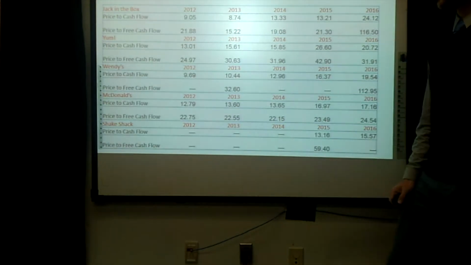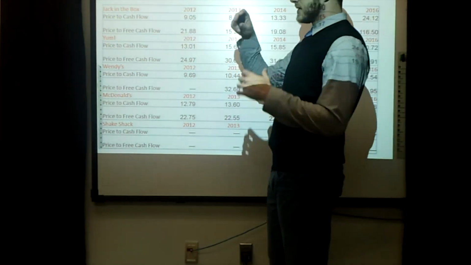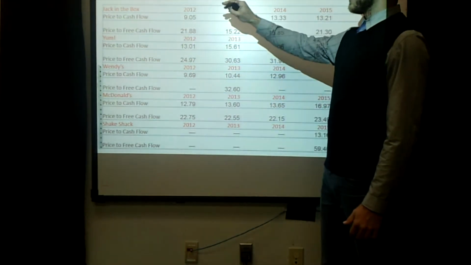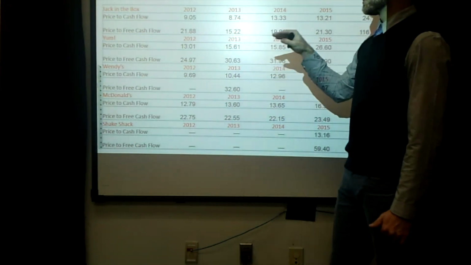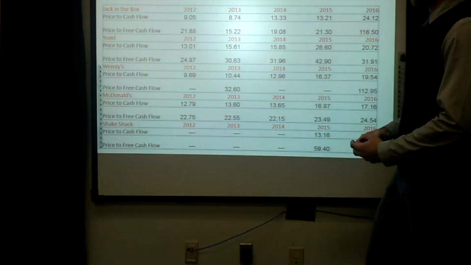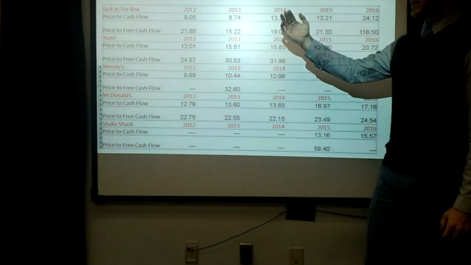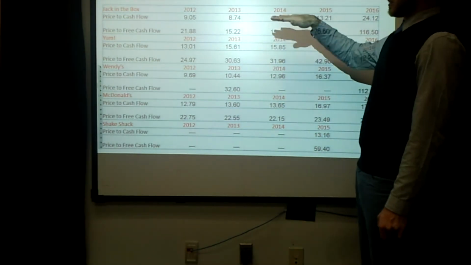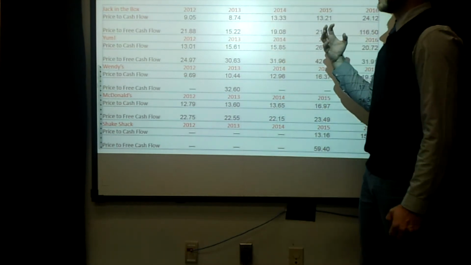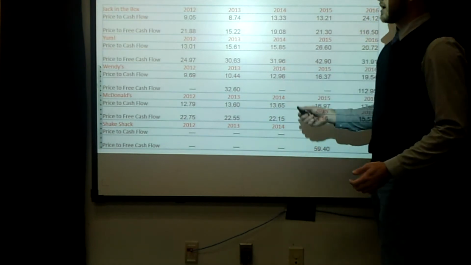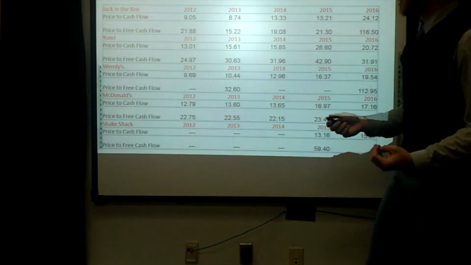I'm one of them. Cash flows. So price to cash flow is our market cap divided by our cash flow, or our share price divided by our cash flow per share. You want this number to be as low as possible, because if two companies have the same share price or market cap, and one company has a higher cash flow per share, they have a higher denominator, which means this number is going to be lower, which is better. You want a lower number.